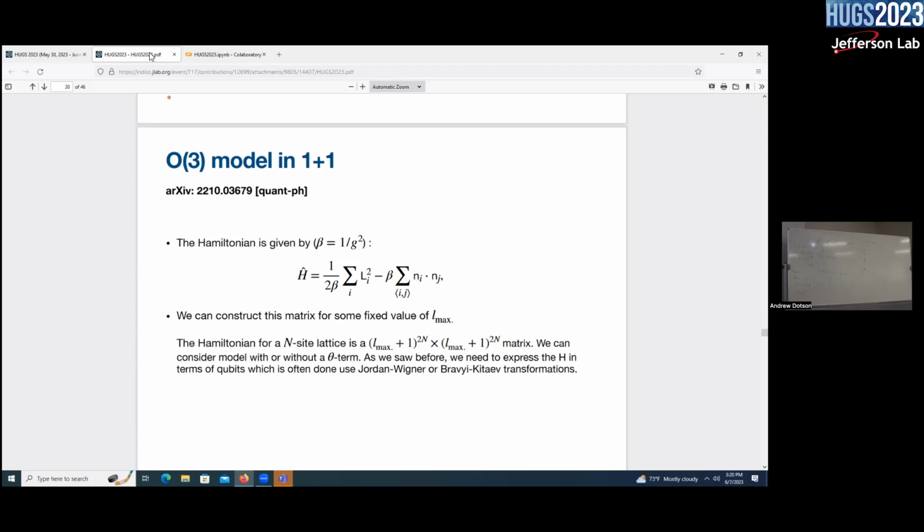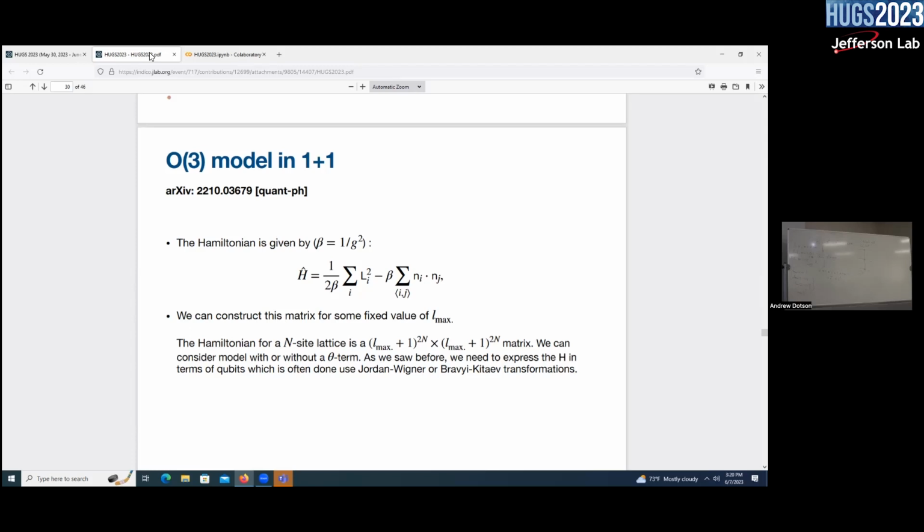Now, if we just replace 2 by (L max plus 1) squared as the local Hilbert space dimension, you can see that that should be the size of the Hamiltonian matrix. So the n-site Hamiltonian is given by this size. You can already see that it really grows quickly with L max and also with the number of sites. So it's a very hard problem. You cannot do exact diagonalization beyond small values of n and L max.